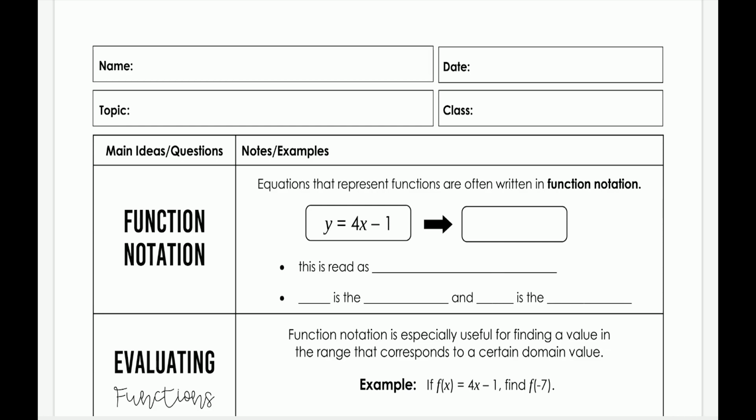Hello everyone. Today we're going to be talking about function notation and how to evaluate function notation.